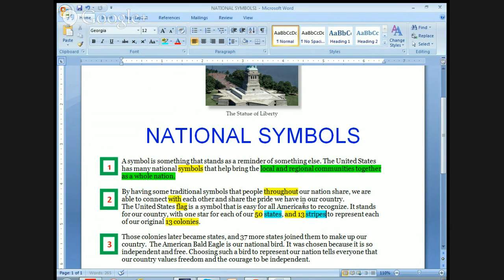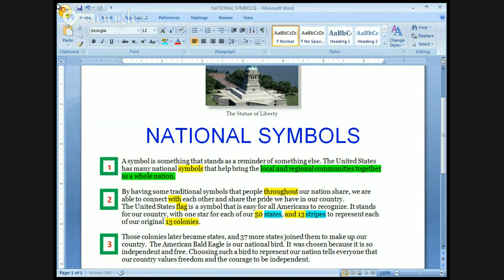Are you ready for your questions? Yes, I'm ready. What are 2 national symbols in the United States? Answer in a complete sentence. There are 2 symbols in the United States. One is the Statue of Liberty, and the second one would be the flag.